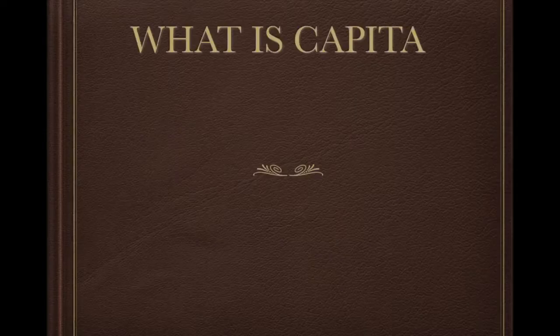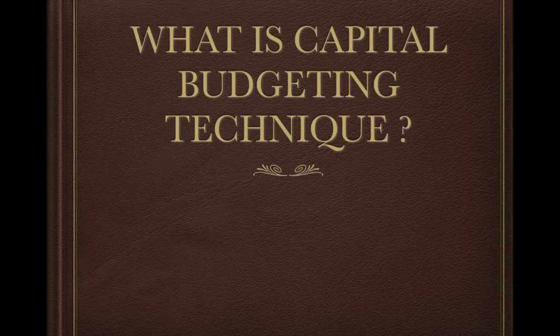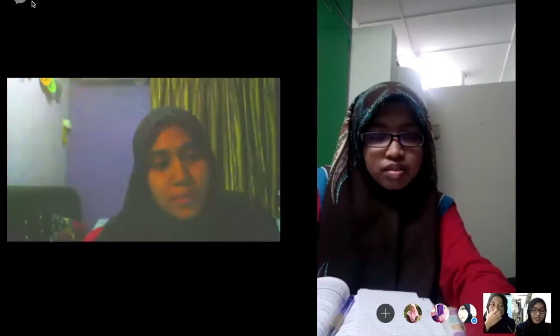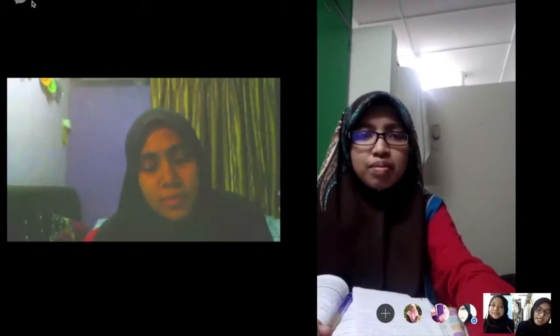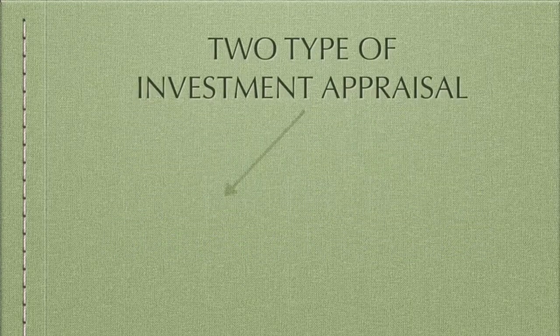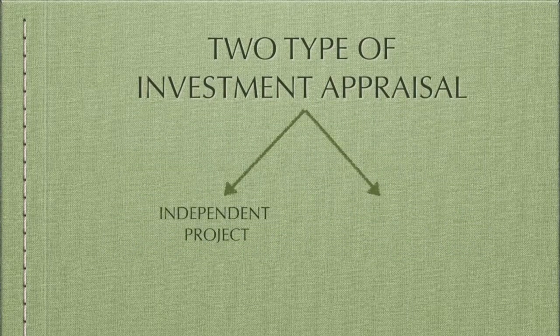We are going to discuss Chapter 7, capital budgeting techniques. What is capital budgeting? Capital budgeting is the process to evaluate or select long-term investments that are consistent with the firm's goal of maximizing owner's wealth. For capital budgeting, there are two types of investment appraisal. The first one is independent projects, and the second one is mutually exclusive projects.